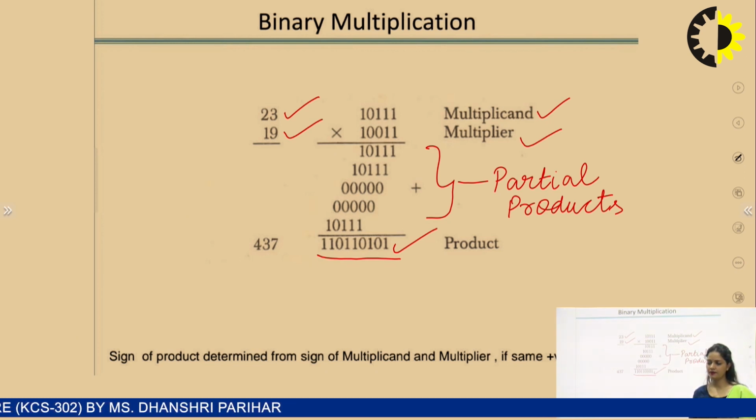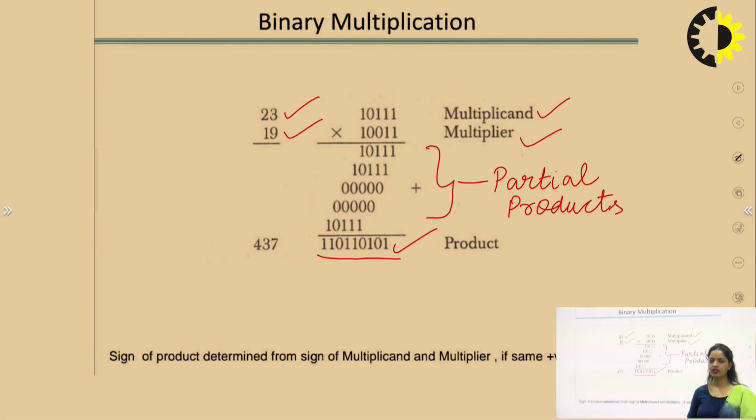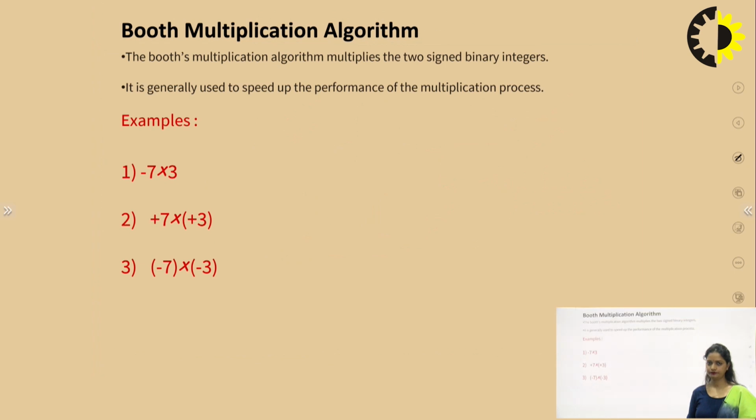And there are two types of multiplication algorithms. One is the array multiplier scheme and one is the Booth multiplication algorithm. So next we are going to discuss Booth's multiplication algorithm. Now, what is a Booth multiplication algorithm? It is a multiplication algorithm which multiplies two signed binary integer values.